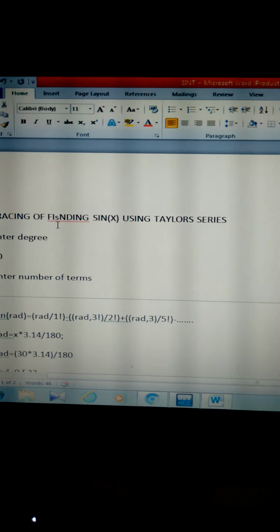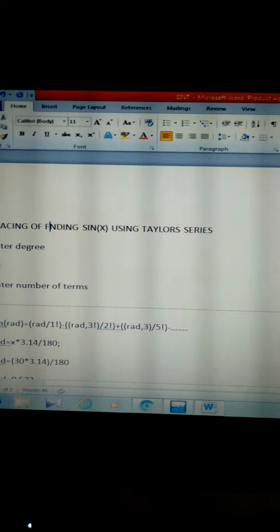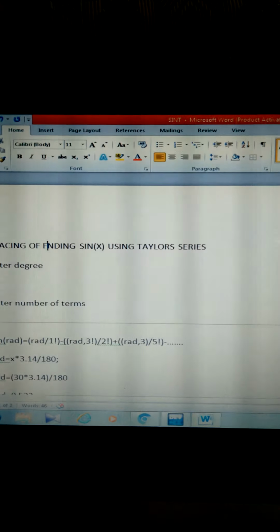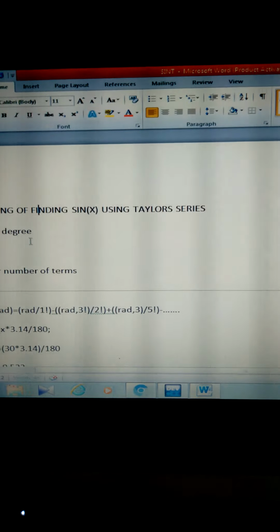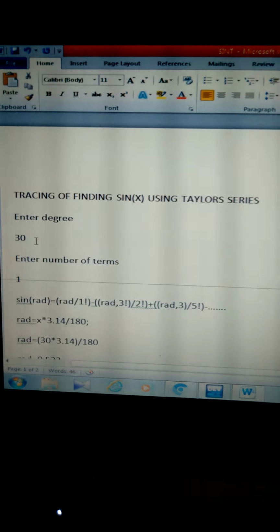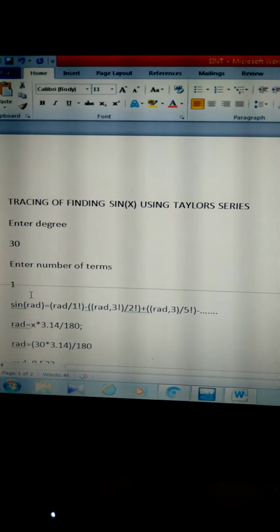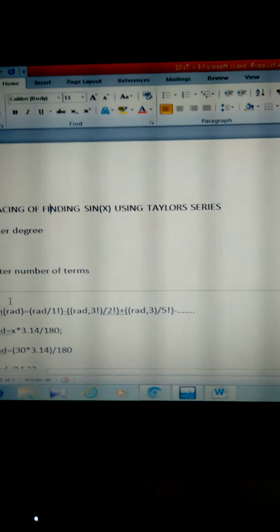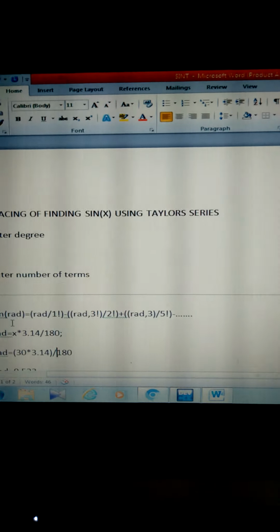Here is the tracing of finding sin x using the Taylor series. Enter the angle. It is 30. We are taking the number of terms for tracing as 1. Then we are taking the angle in the form of radians.